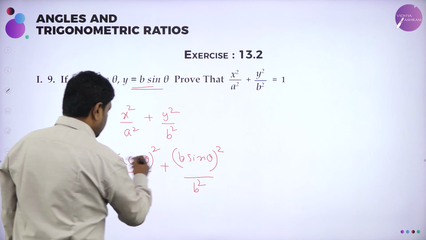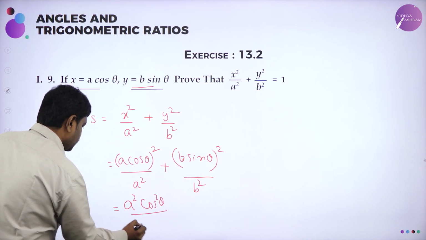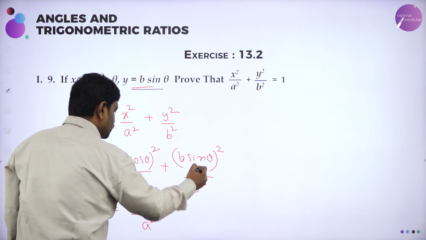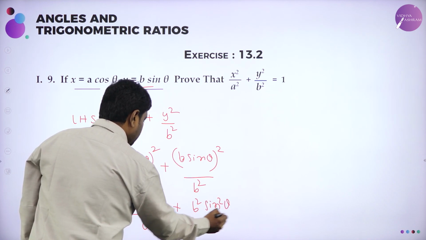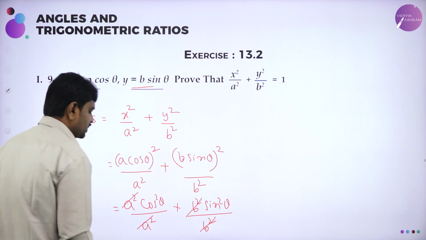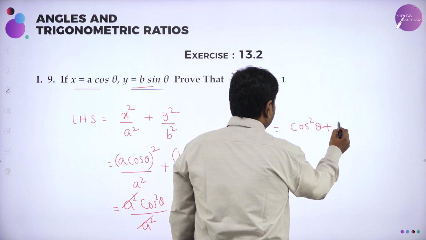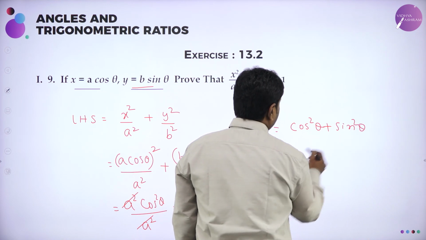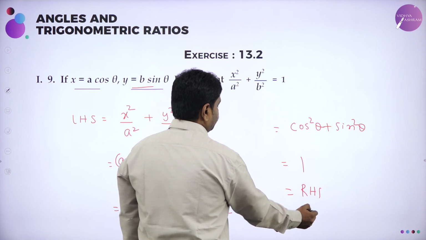So now take square inside, so it will become a square cos square theta by a square, plus take square inside, so it will become b square sin square theta by b square. Now a square cancels, here b square cancels, we are left out with cos square theta plus sin square theta. If you know cos square theta plus sin square theta, or sin square theta plus cos square theta, is 1, hence this is RHS.